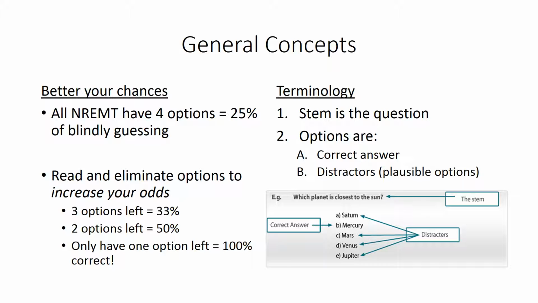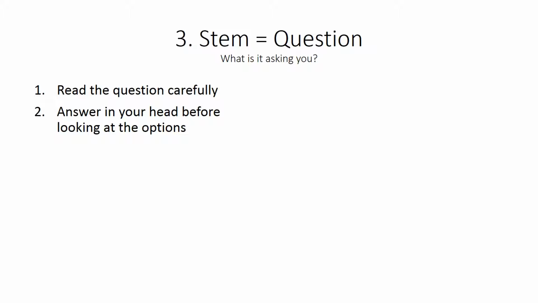What I want you to do is read the STEM and make sure you understand the question. Then read and eliminate options that you know are incorrect. Even removing 1 option can increase your chance from 25% to 33% chance of getting it right. Eliminating 2, you're at a 50-50. Now, when you're looking at the STEM, read it carefully and answer it in your head before you even read your options.